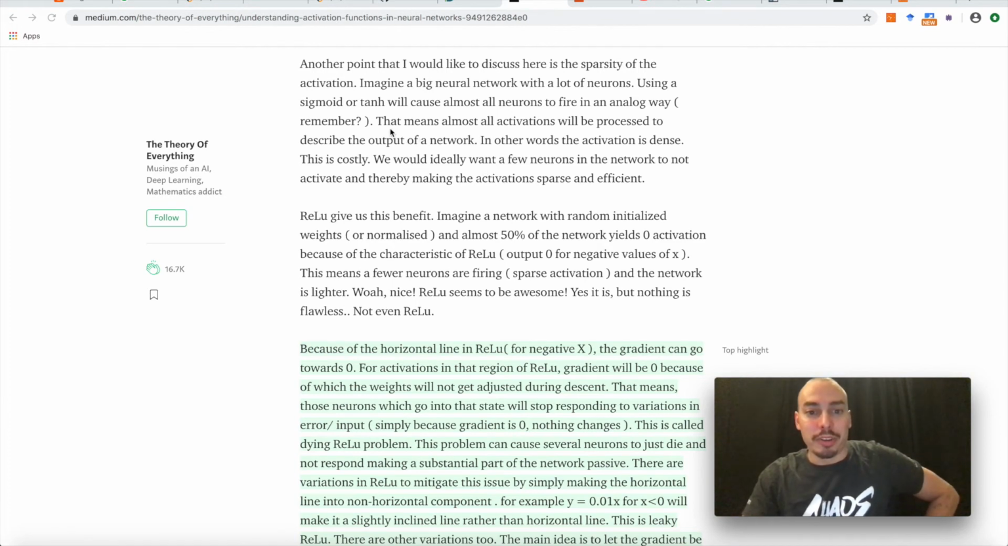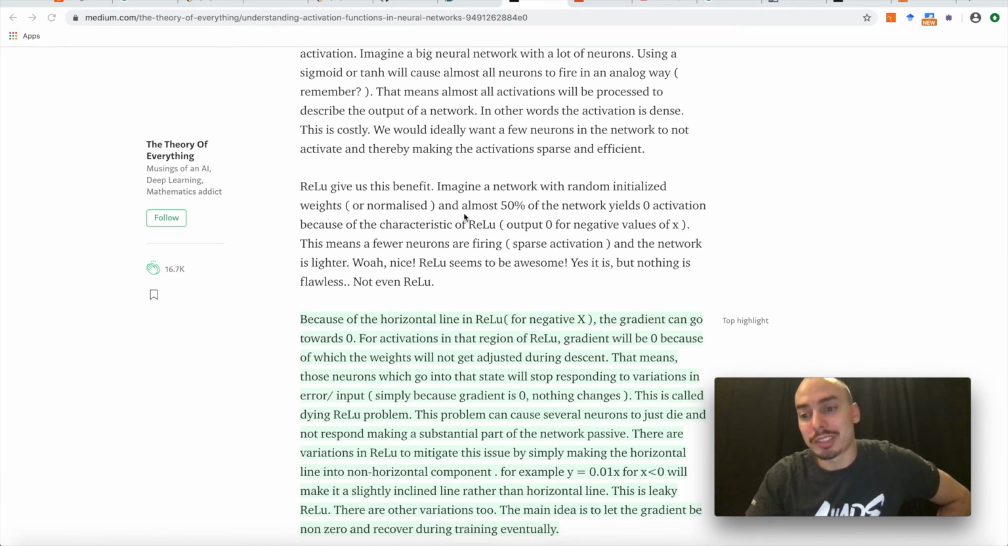So in other words, with tanh or sigmoid, all activations will be processed to describe the output of the network. Activation is dense, it's costly in terms of computation. But if we do ReLU, we only have these positive values that get processed further. So if our input data are normally distributed, we would have only 50% of the data actually going forward, and the rest will be just set down to 0.